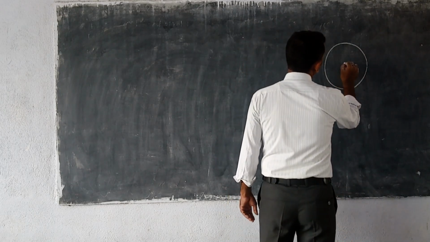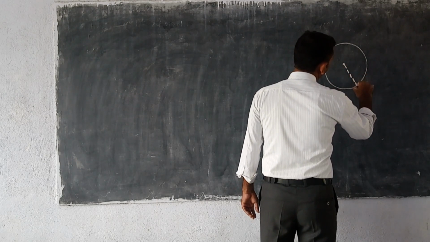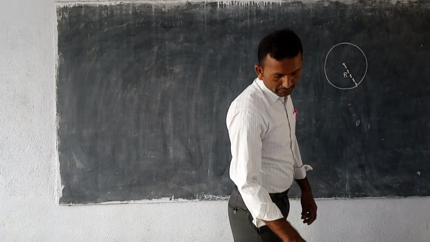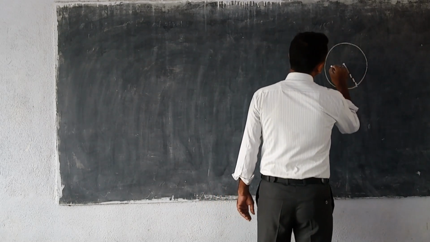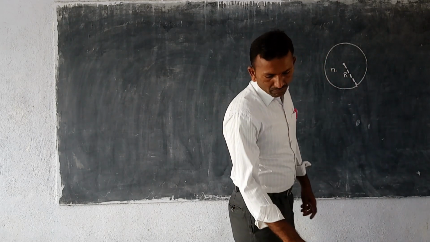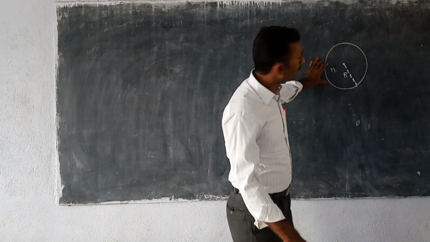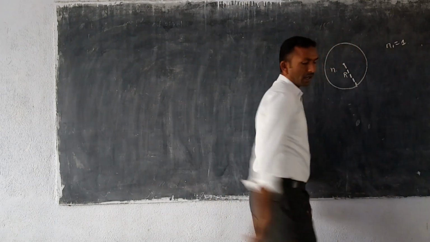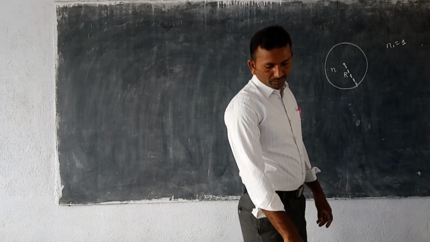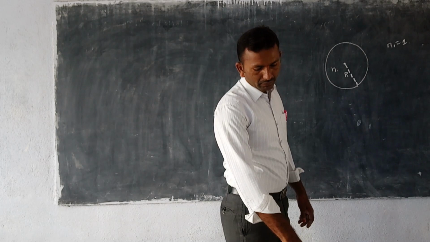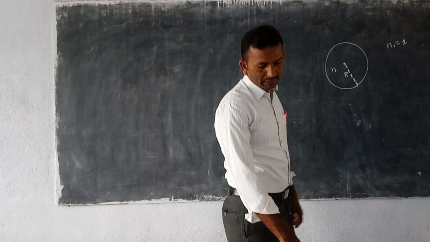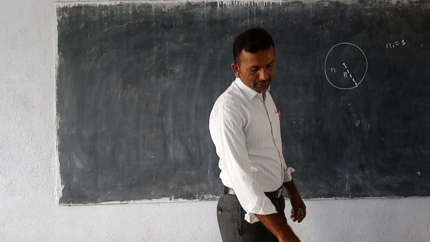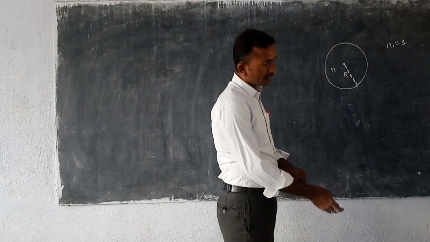So what is the radius of the transparent sphere? The radius of the transparent sphere is r, and the refractive index is m. And it is kept in air. That means the refractive index of air is what? n1. n1 equals to how much? Always 1. And at what distance from the surface of the sphere should a point object be placed on the principal axis to form a real image at the same distance from the second surface of the sphere?